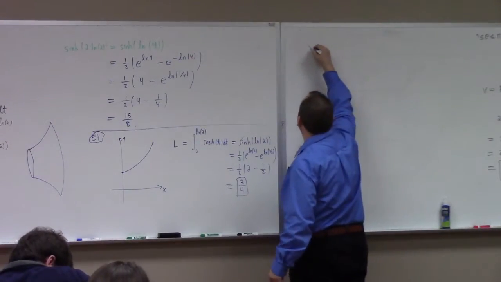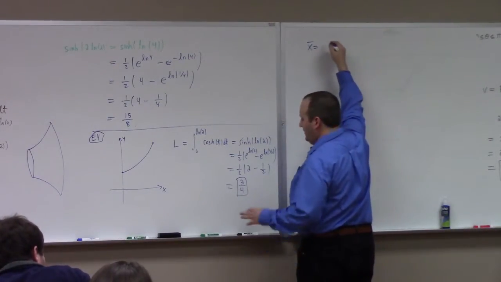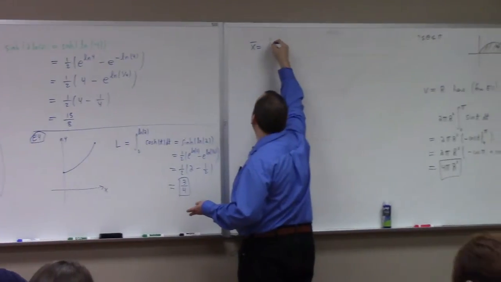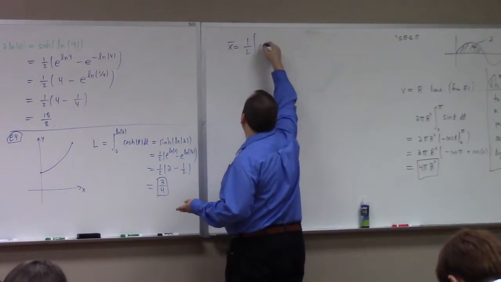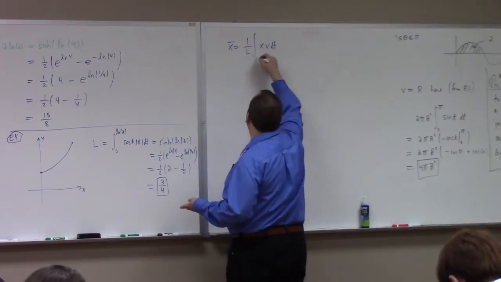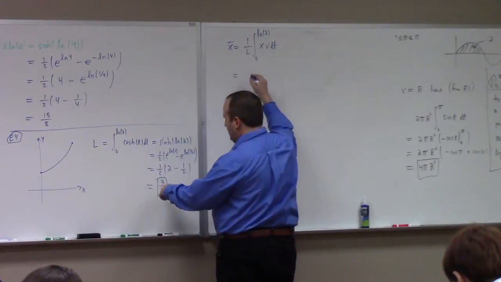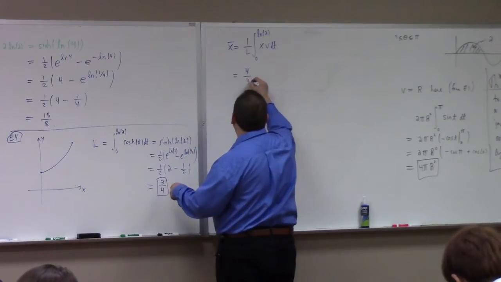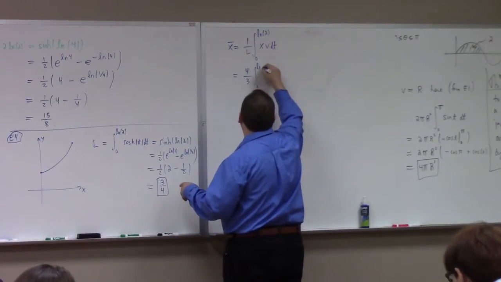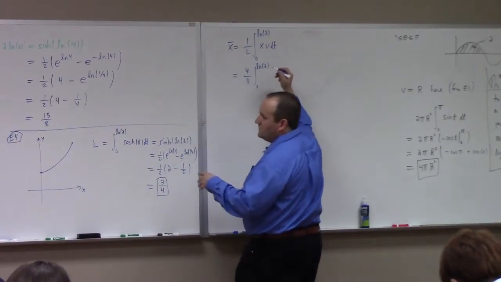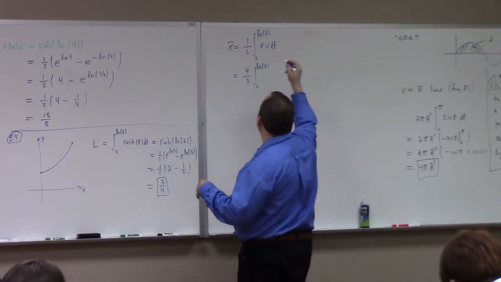See here, x bar, 1 over L, which is what? I'll write it down, 1 over L, integral of x v dt. Okay, so let's put in what things are here. So that's really 4/3, right? Integral from 0 to log 2. What was x? Oh, t.